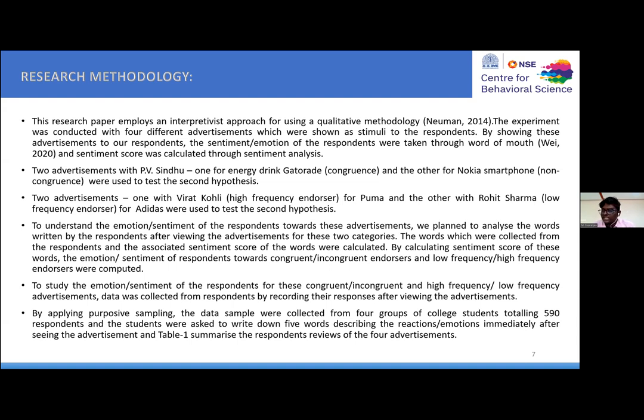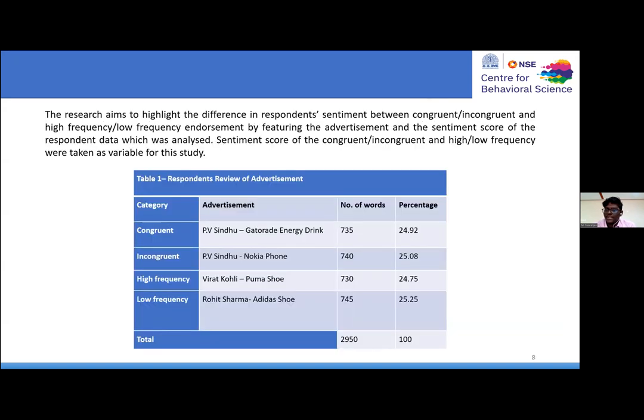And the sentiment analysis was carried out using a lexicon dictionary, by which we calculate the sentiment score of the words. For collecting the data, we have used purposive sampling. By using purposive sampling, we have collected data, and the collected data have been analyzed by the sentiment analysis process, sentimentr, which is the R Studio plugin. The research aimed to highlight the difference in respondent sentiment between congruent and incongruent, high frequency and low frequency, by featuring the advertisement, and the sentiment score of the respondent data was analyzed.